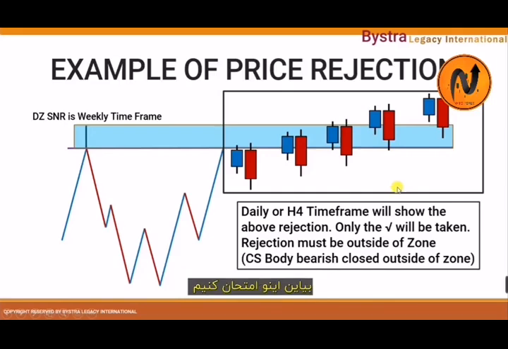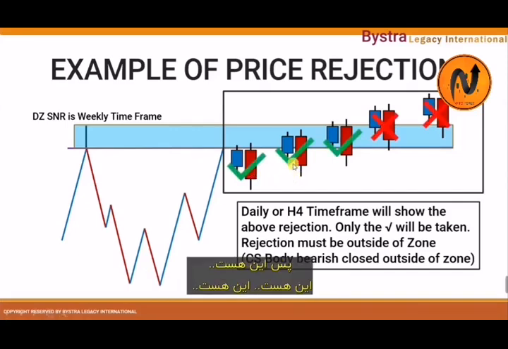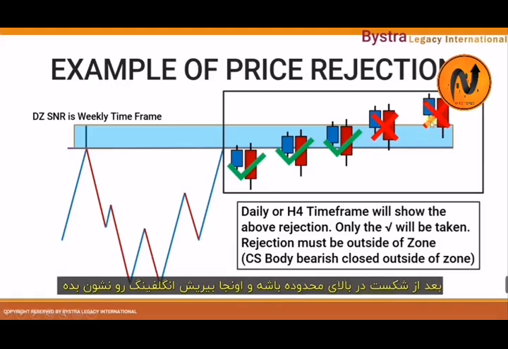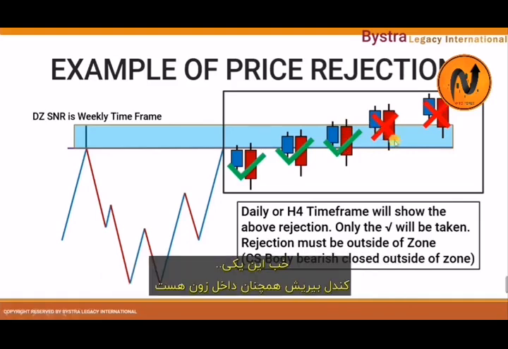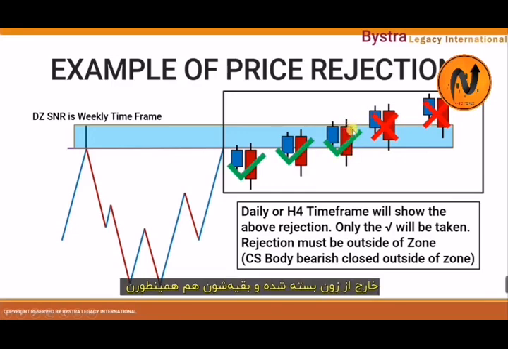Let's try this out. Have you marked yours? Now let's look at the result. So this is yes, yes, yes, no, no, and no, no. Remember guys, rejection, not at the top after the breakout and then show a bearish engulfing. Why? Because bearish engulfing is for sell setup. Okay, so this one, the bearish candle is still inside the zone. This one, the bearish candle has closed outside of the zone, and the rest of it.